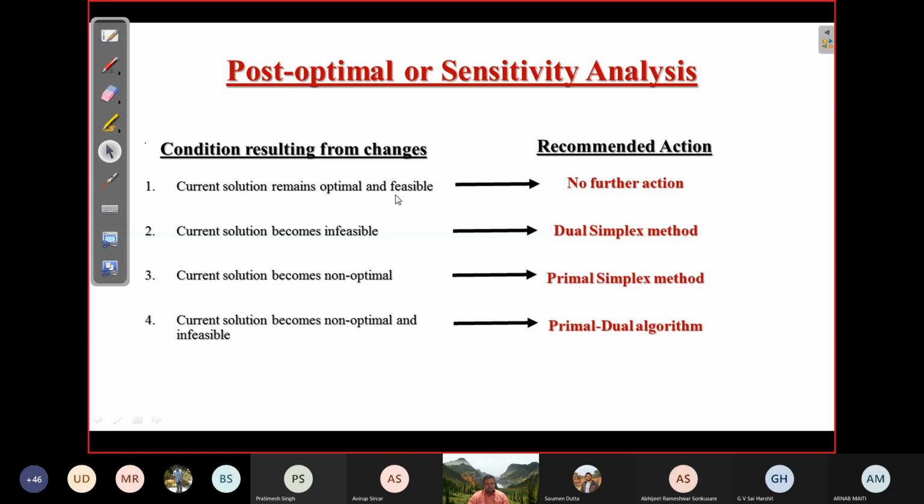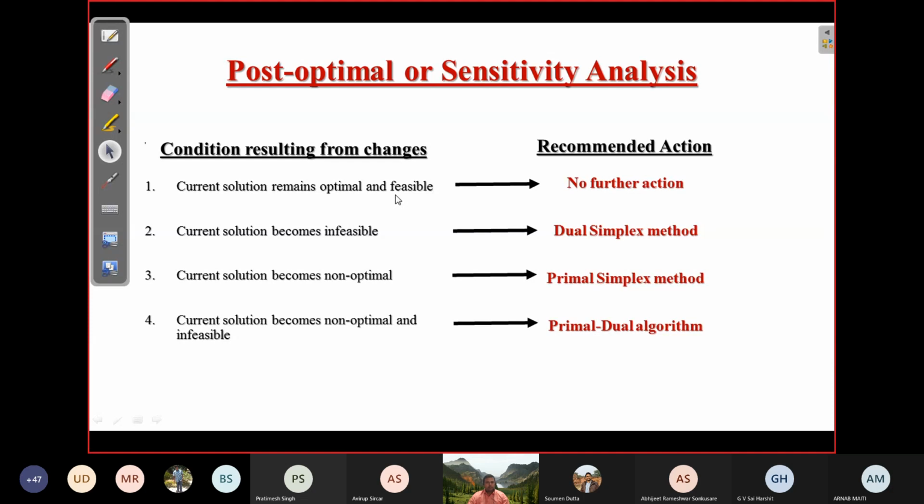So earlier it was an optimal table, and with changes in certain parameters, now the table has become non-optimal. So what to do? You need to find the new optimal solution. So you have the feasible solution and non-optimal objective row. You know how to do it by applying the primal simplex method, which is the basic and well-known method.